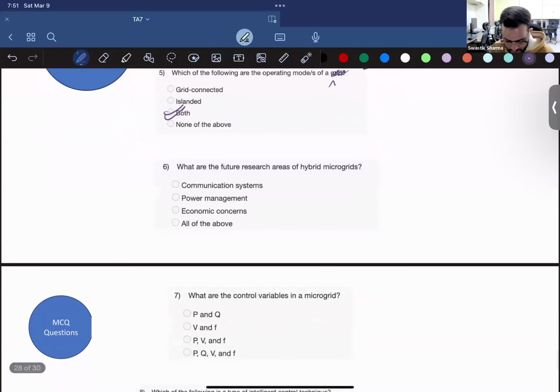What are the future research areas of hybrid microgrid? In these hybrid microgrids, we require communication between the DC bus and AC bus, because both of them need to communicate to check how much power is required from the utility. Power management, yes. We need to manage power from all the resources. We have AC, we have DC, we don't have a global variable. We can't control all of them using just one single quantity. There are also economic concerns, because we have multiple sources, so the whole expenditure increases. So the answer is all of the above.